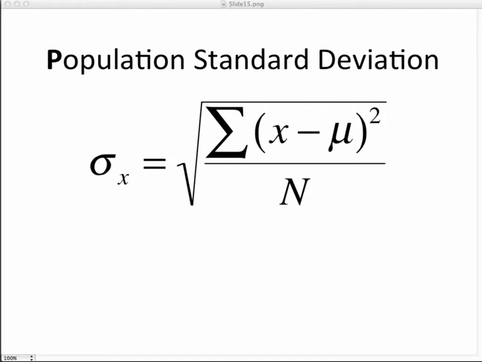minus 1. So there is a difference in the calculating formula, and you'll actually get different values for sigma versus S. It's not a huge consequence for us because almost always, pretty much 100% of the time, we're working with samples, so we're going to be dividing by n minus 1.